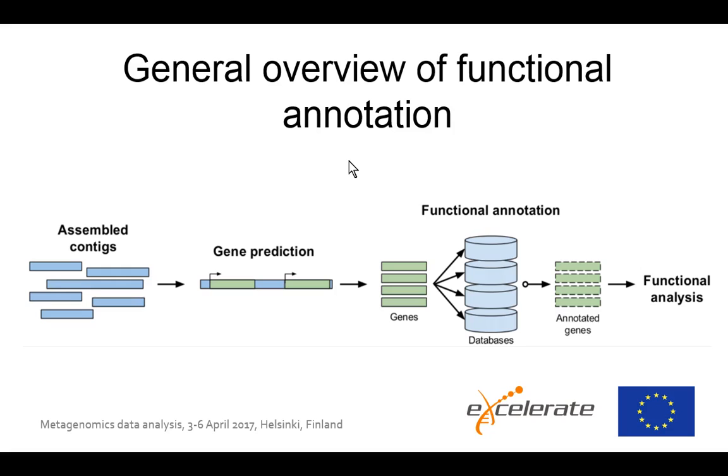And these genes, you want to annotate them with different kinds of annotations. It could be enzymes, it could be whatever. There's tons of databases available. And in the end, you'll have a set of genes which have some annotation. And then you want to do a functional analysis in order to basically answer the question you have at hand.